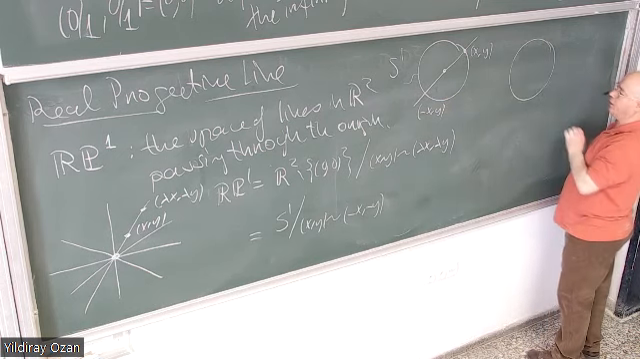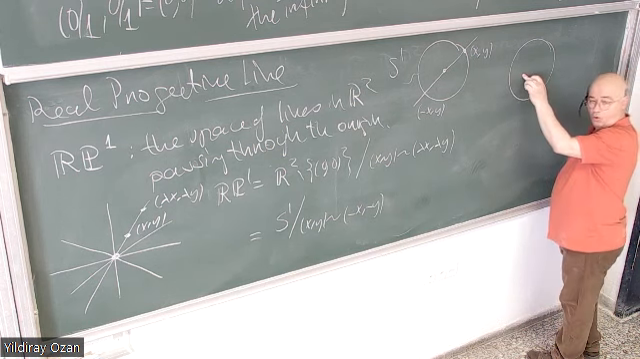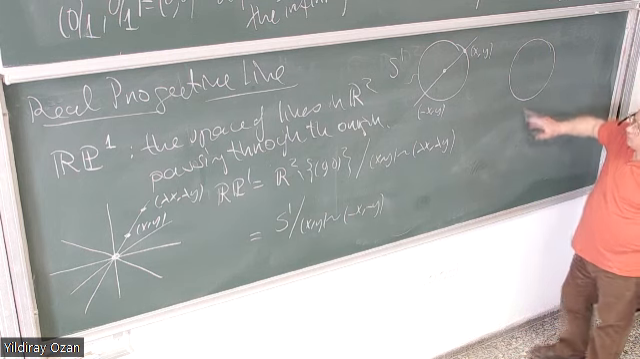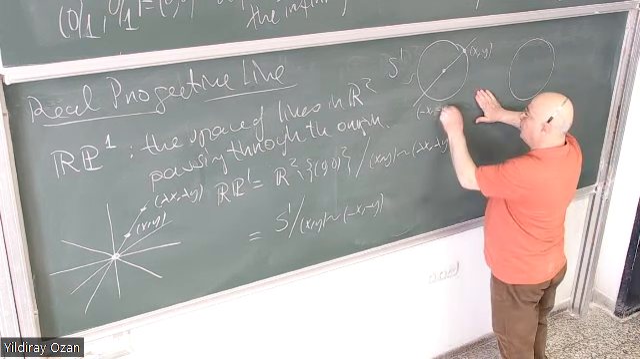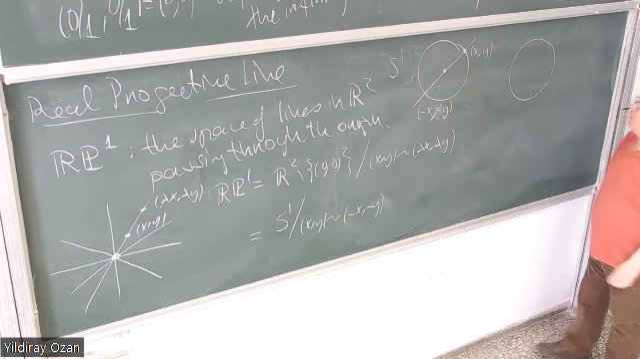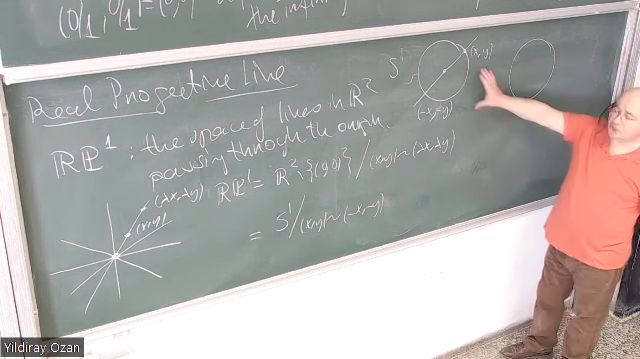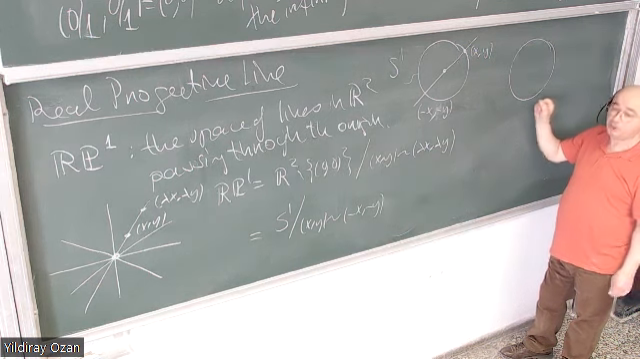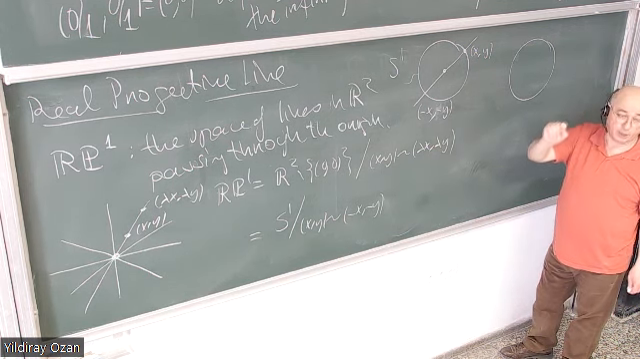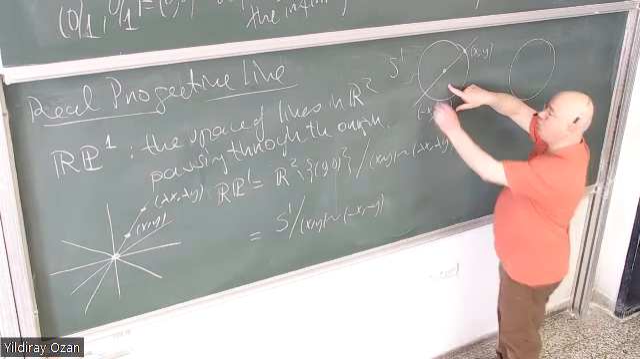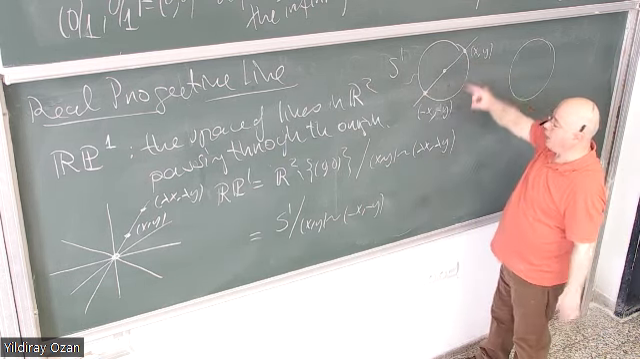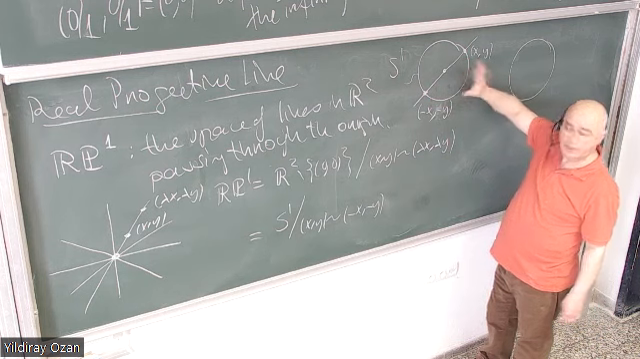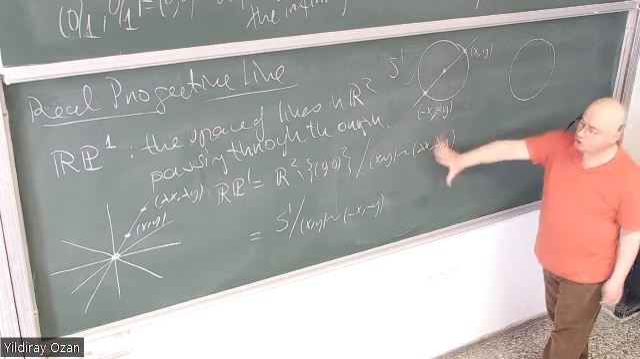It is easy to see. So I identify every point with its antipodal point. To draw the picture of a quotient space, you have to draw a picture so that every point on the picture corresponds to a unique equivalence class. This is not a picture of the quotient space because here every equivalence class doesn't correspond to a single point. It corresponds to two points. Therefore, this is not the right picture for the projective line.